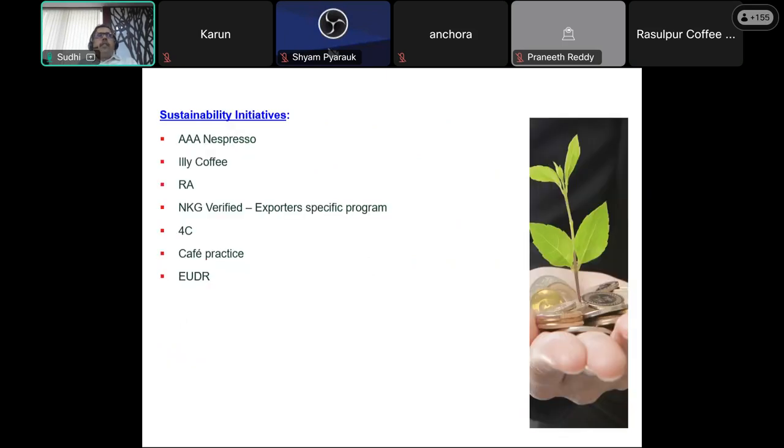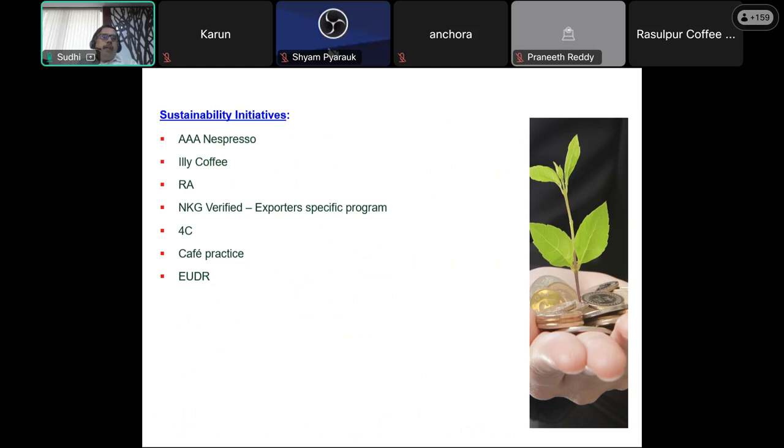So what are the sustainability initiatives? Today, roasters are looking not only at the coffee, they are also looking at how the coffee is grown, what the labor conditions are, whether the statutory benefits are passed on to the workers, what the gender equality is, and what safety precautions are taken in the estate while growing the coffee. They are looking at how the coffee is grown and how many initiatives have been taken care of.